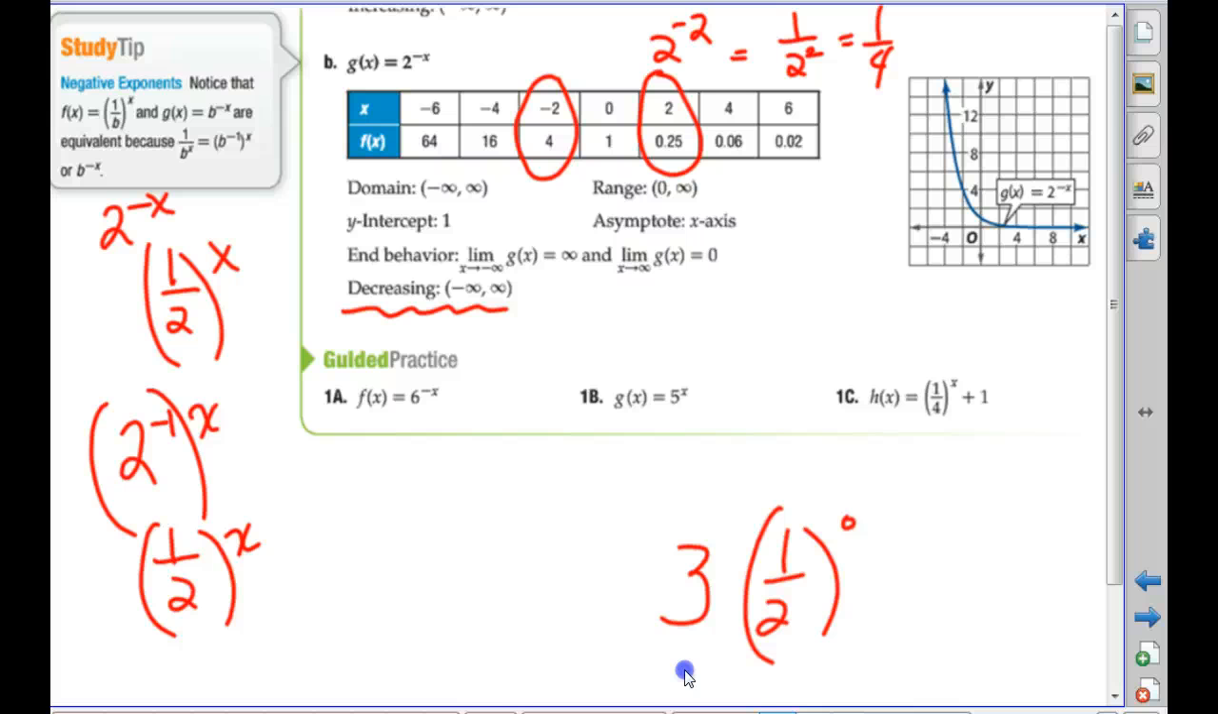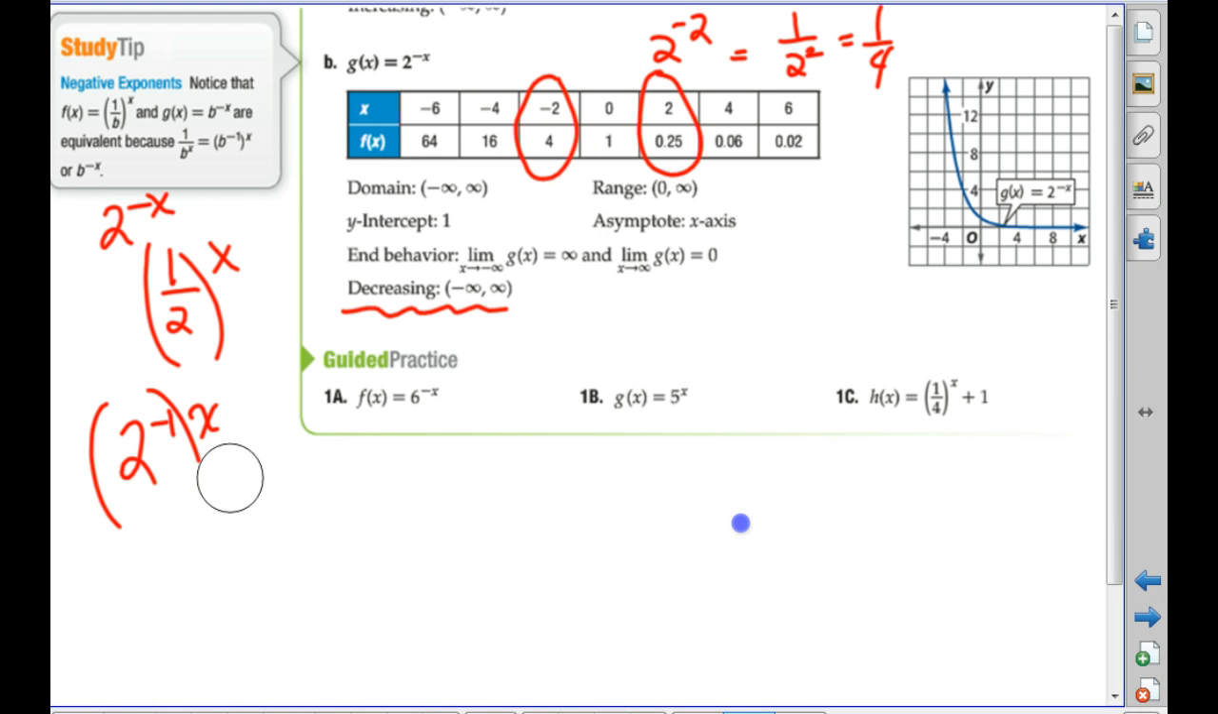Good question. Yes? So, is there any way to find domain and range on your calculator? You can graph it and look at the graph, yeah, but that's it. Nope. Oh. All right.